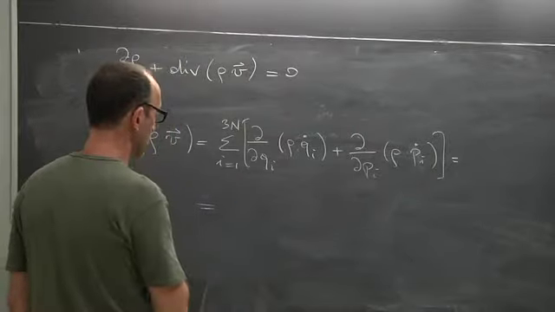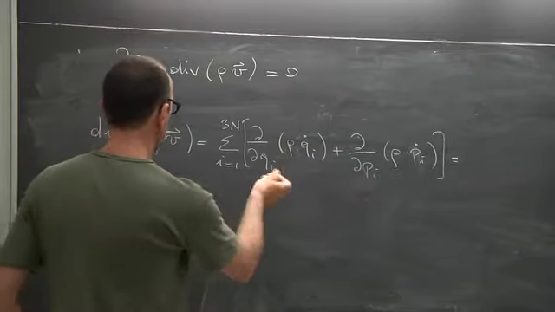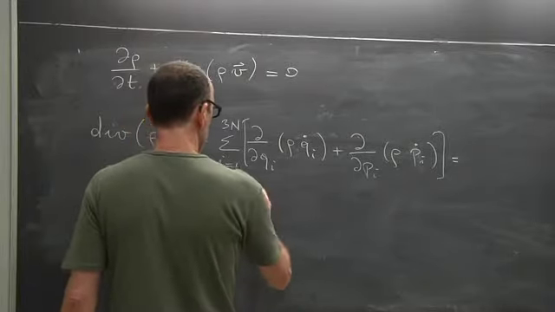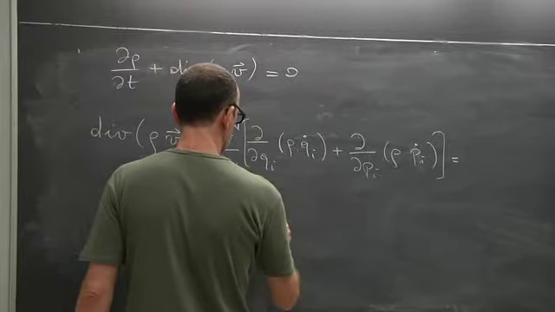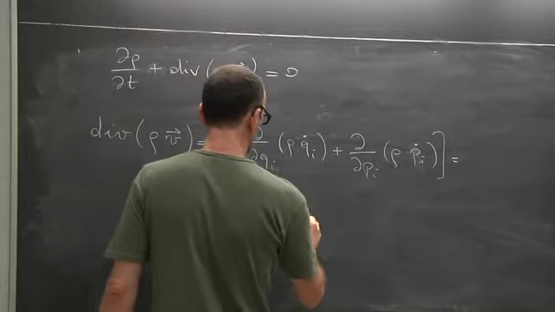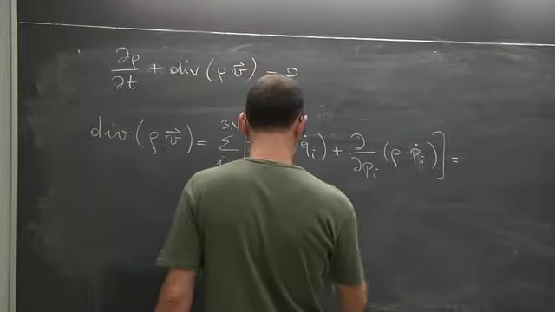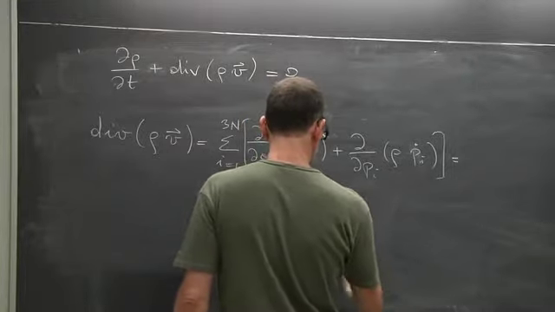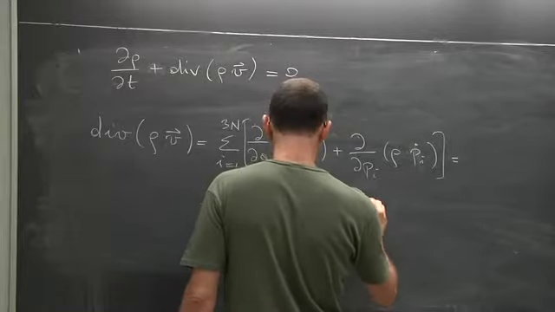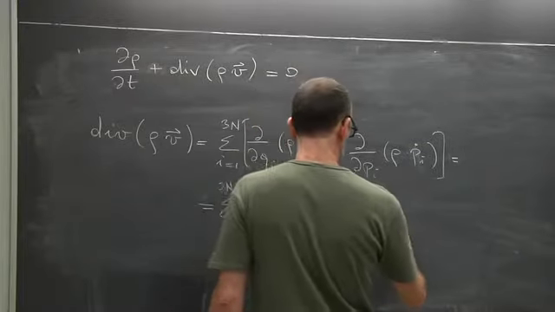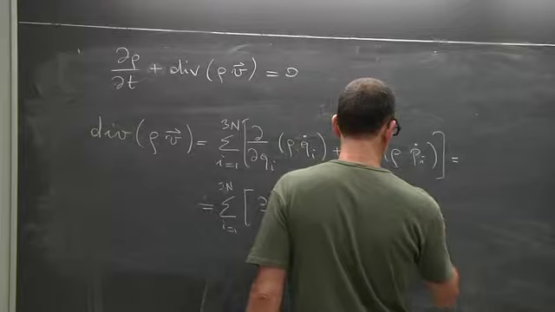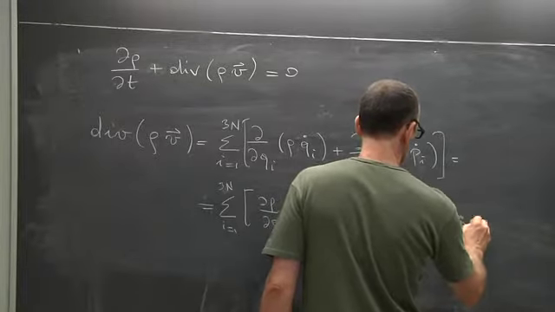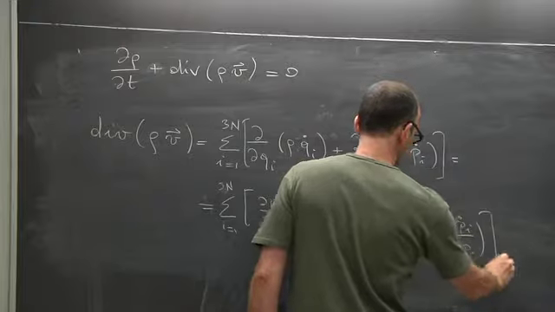Now, let us do this derivative. This is the sum over i from 1 to 3n of ∂ρ/∂q_i times q̇_i plus ∂ρ/∂p_i times ṗ_i, and then I have ρ, which multiplies ∂q̇_i/∂q_i plus ∂ṗ_i/∂p_i.